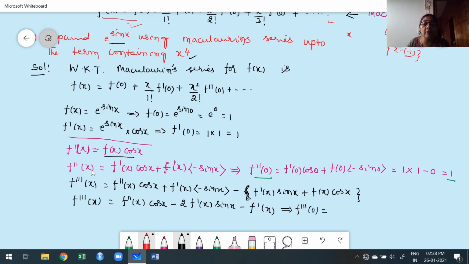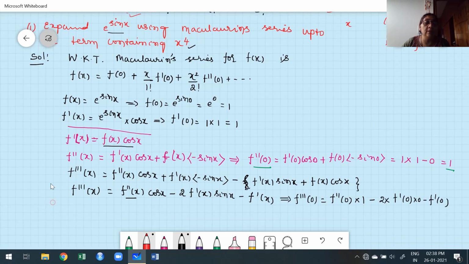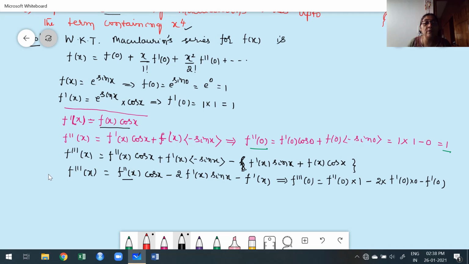What is f triple dash of 0? f double dash of 0. What is my f double dash of 0? Just now we calculated. If you want to write it, f double dash of 0 into cos 0. Cos 0 is 1, minus 2 times f dash of 0 into sin 0, which is 0, minus f dash of 0. Fine. Now move to the next, but before moving to the next derivative, I have to simplify.